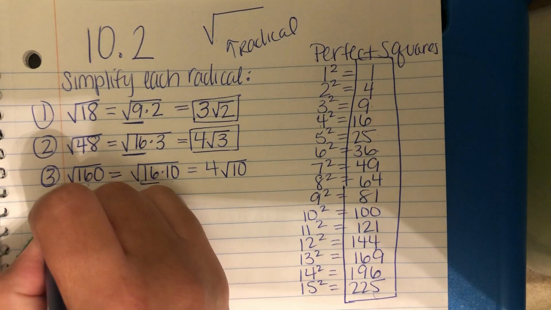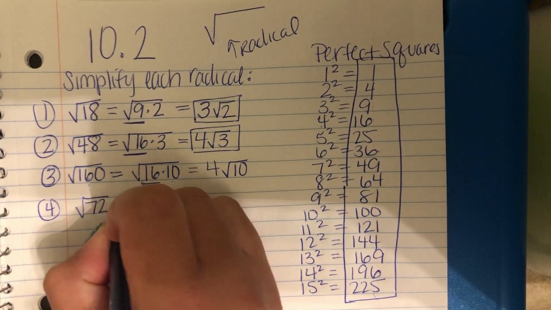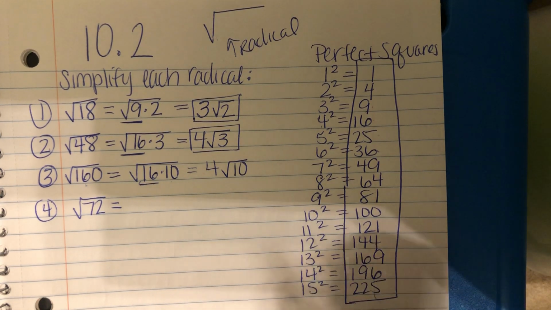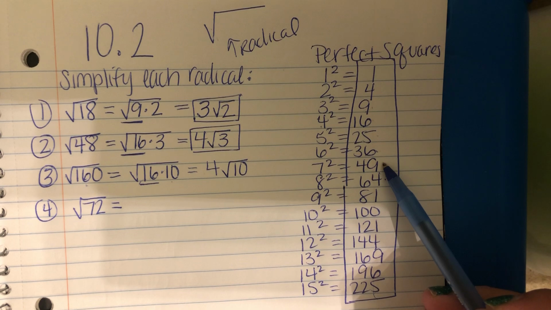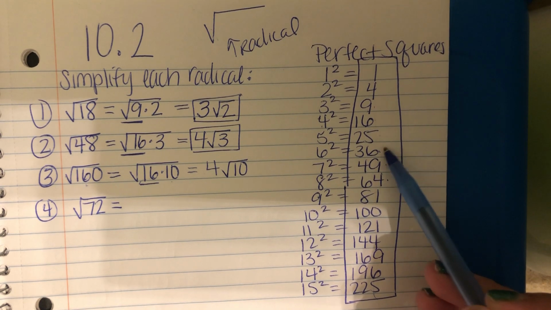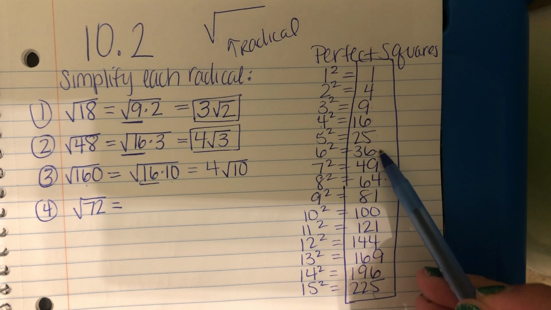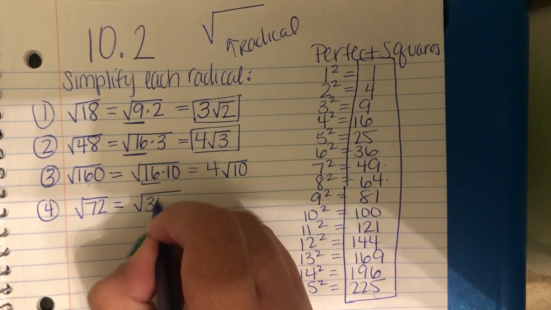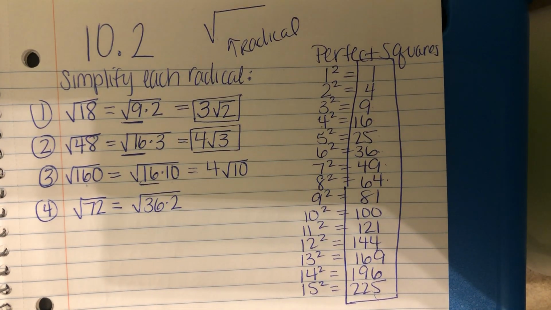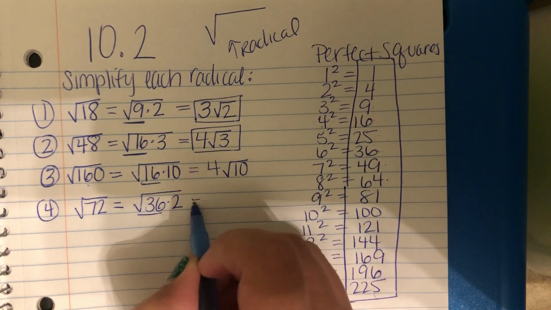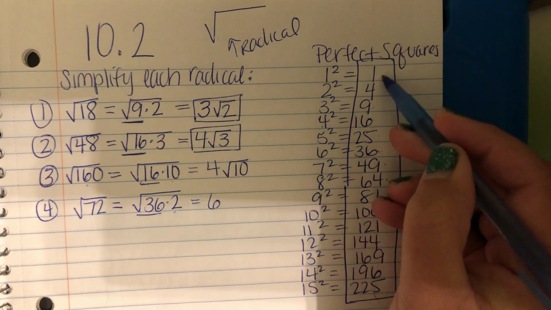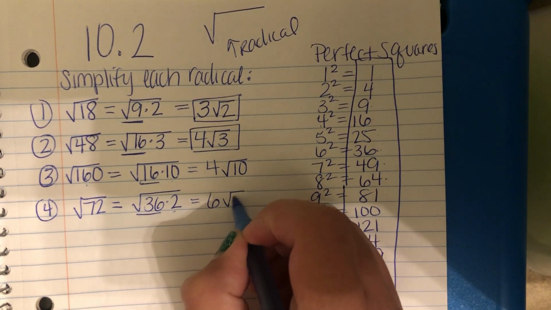All right, let's do another one. The square root of 72. All right, so I go to my list of perfect squares. The first one that's smaller than 72 is 64. 72 divided by 64 is a decimal. 72 divided by 49 is a decimal. 72 divided by 36 is 2. So I'm going to make this be 36 times 2. What is the square root of 36? It's 6. But I don't know what the square root of 2 is because 2 is not a perfect square, so I leave it under the root.